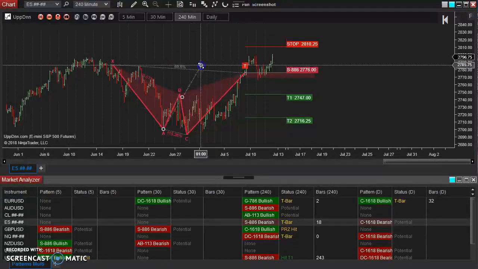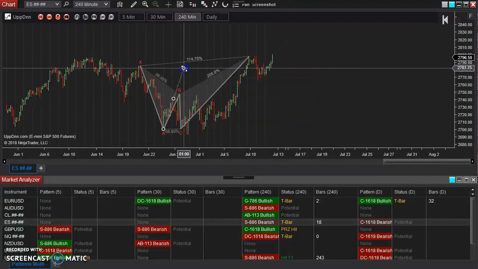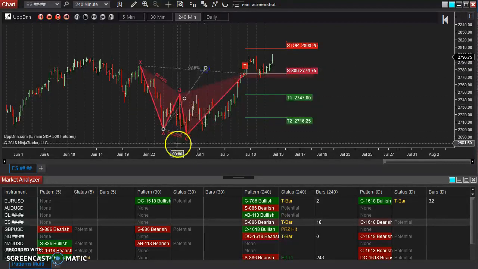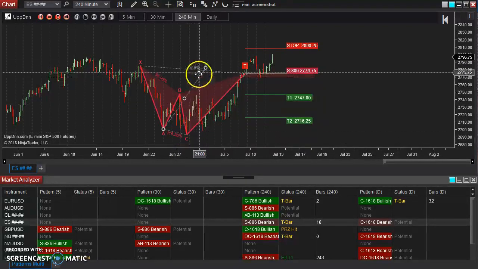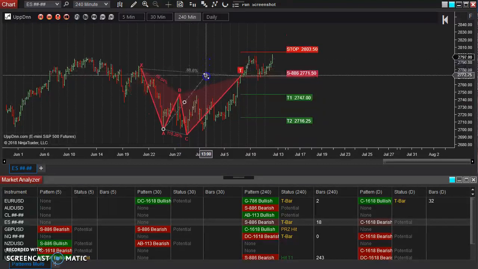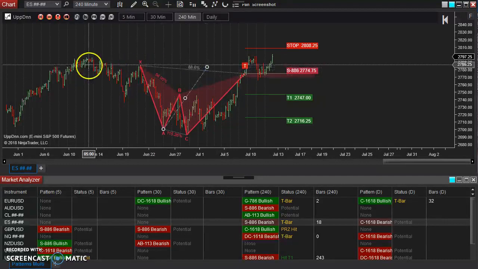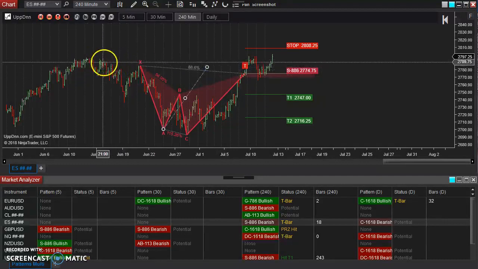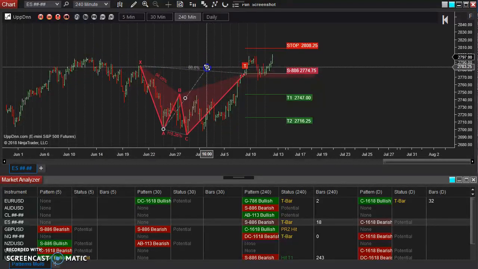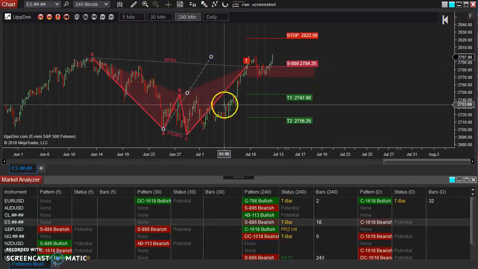So again, this edge here has to be to the right of where you want point C to be, and then if I go up and down, you can see point X is simply pushing further left and trying to find a higher high to where you want point X to be.